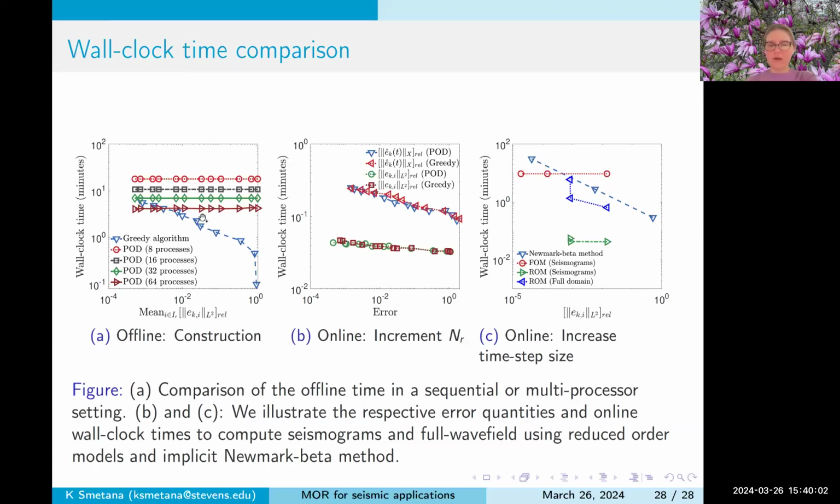So here, that might be an appealing way to say, okay, we use a POD on very many processors, and then the time for constructing the reduced model, the true wall clock time, really goes down. And then we run the reduced model, reconstruct in time, and get a really decent wall clock time compared with Newmark beta.